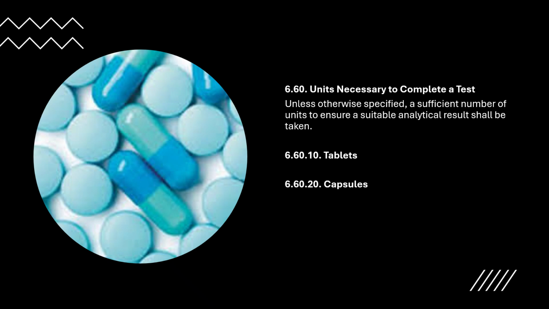And the next section is 6.60.20, that is capsules. When a capsule monograph requires removal of the contents from a specified number of capsules, for example 10 capsules or 20 capsules, the capsules are carefully opened and the contents are completely removed from the capsule's gelatin, right? Then the contents are combined, mixed thoroughly and accurately weighed. Then you have to mix all the content from the 10 or 20 capsules. And then a representative portion of the mixed content is taken and weighed for the analysis, right?